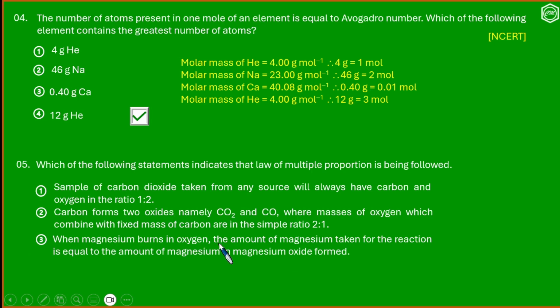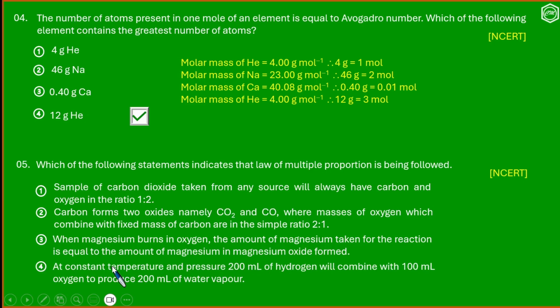3. When magnesium burns in oxygen, the amount of magnesium taken for the reaction is equal to the amount of magnesium in magnesium oxide formed. 4. At constant temperature and pressure, 200 ml of hydrogen will combine with 100 ml oxygen to produce 200 ml of water vapor. The first one is not the law of multiple proportion, and that is law of definite proportion. Now come to the second option. Carbon forms two oxides. Therefore, option 2 represents the law of multiple proportion.